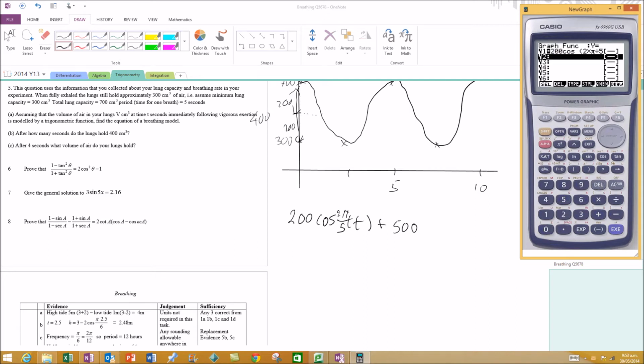Right, next I want to check my x-axis. I'm starting at 0, and I'm going to finish at, say, 10 seconds.